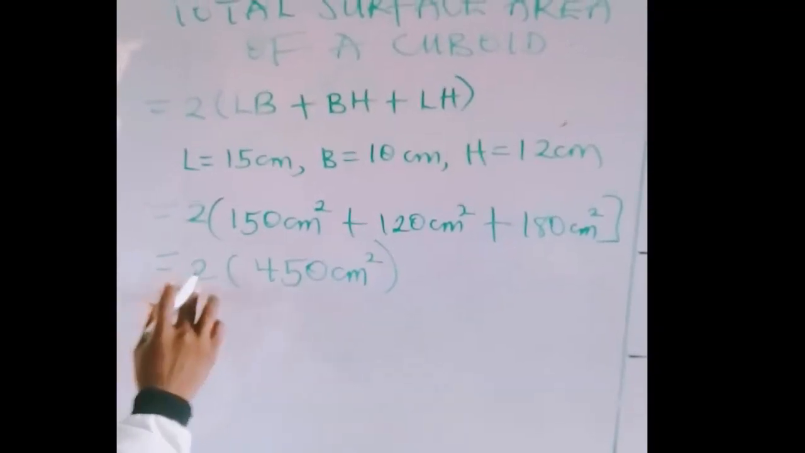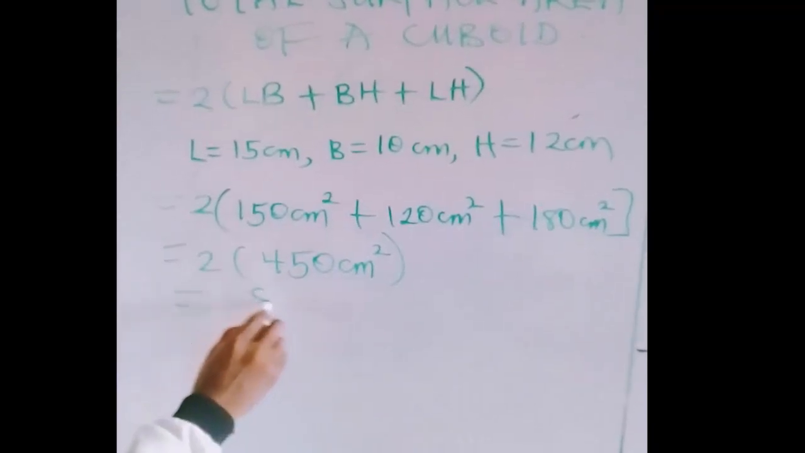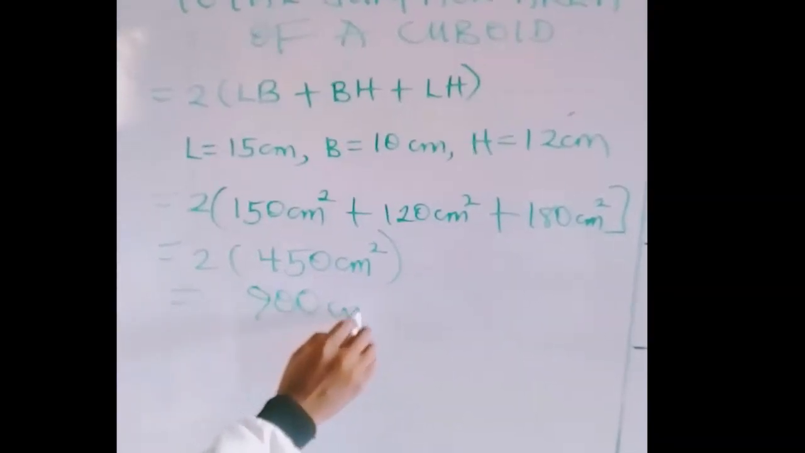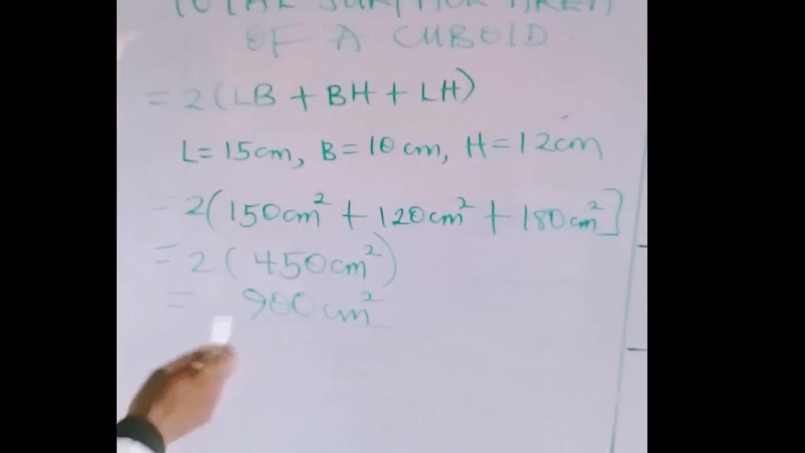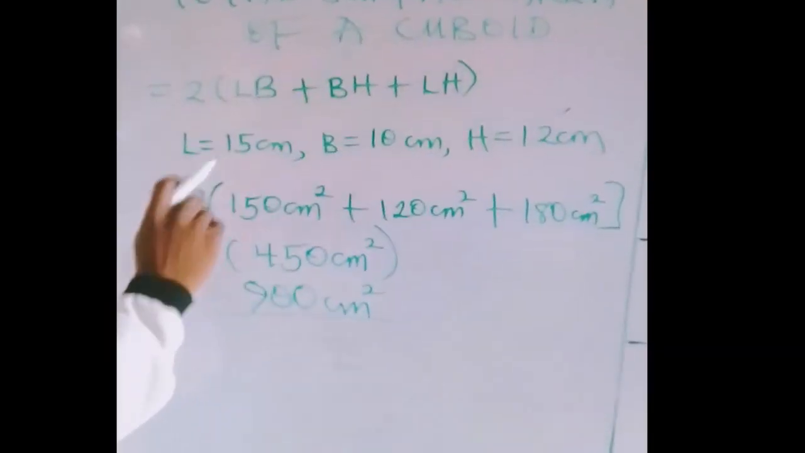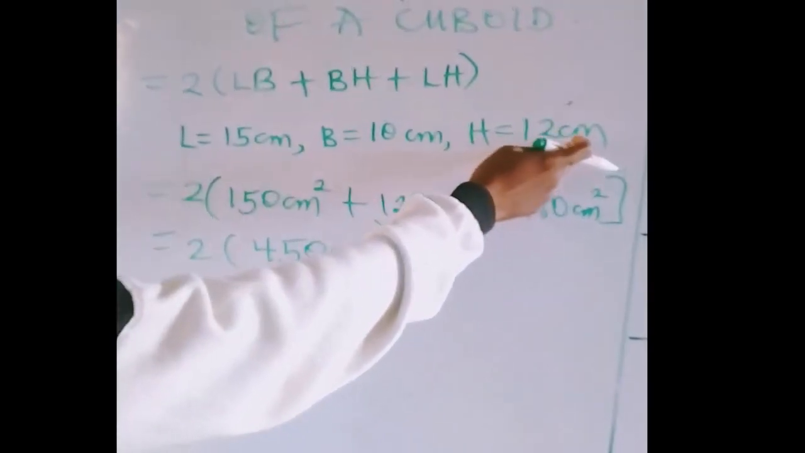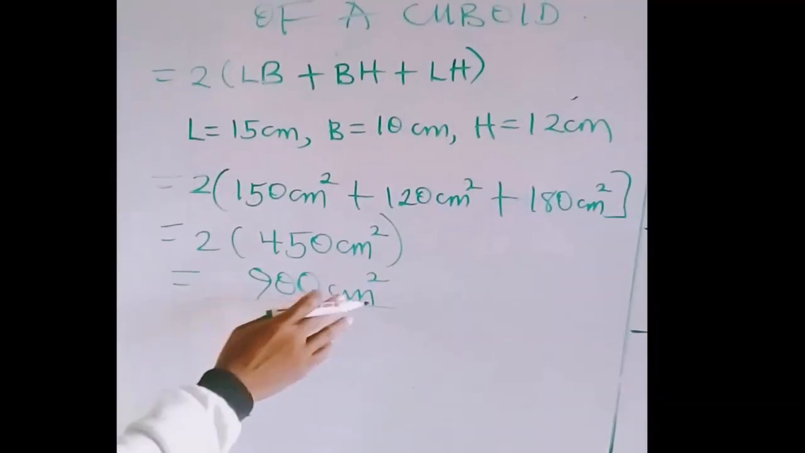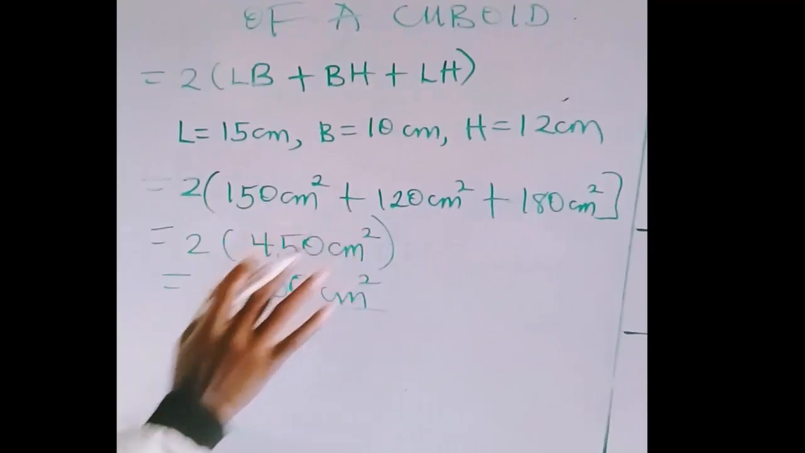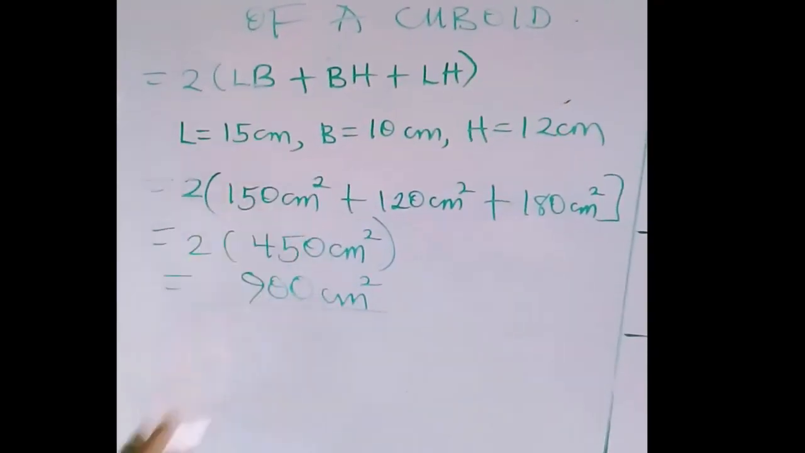Now let me multiply 2 by 450 centimeter square. That will give me 900 centimeter square. That is the total surface area of that cuboid with length of 15 centimeter, breadth of 10 centimeter, and height of 12 centimeter, which is 900 centimeter square. You can see that I used the net to explain this. Thank you.